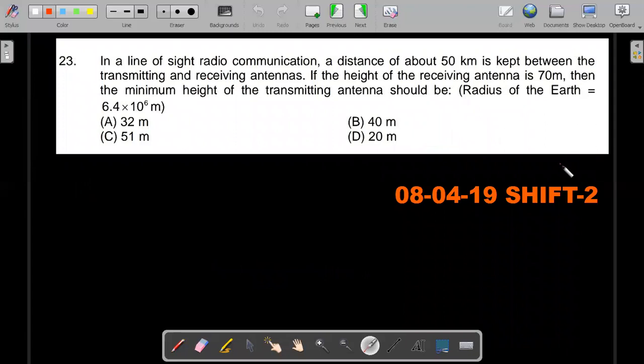This is line of sight communication, quite often asked for the distance and the receiving antenna length and all that stuff. So let's see. In a line of sight radio communication, a distance of about 50 kilometer is kept between the transmitting and receiving antennas. If the height of the receiving antenna is 70 meter, then the minimum height of the transmitting antenna should be, radius of earth is 6,400 kilometers. Okay, so let's see what we can do with this.